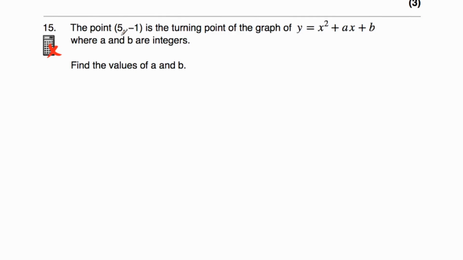Question number 15 says the point 5, negative 1 is the turning point of the graph y equals x squared plus ax plus b, where a and b are integers. That's nice because it's just x squared, so it's a u-shaped parabola. Find the values of a and b.